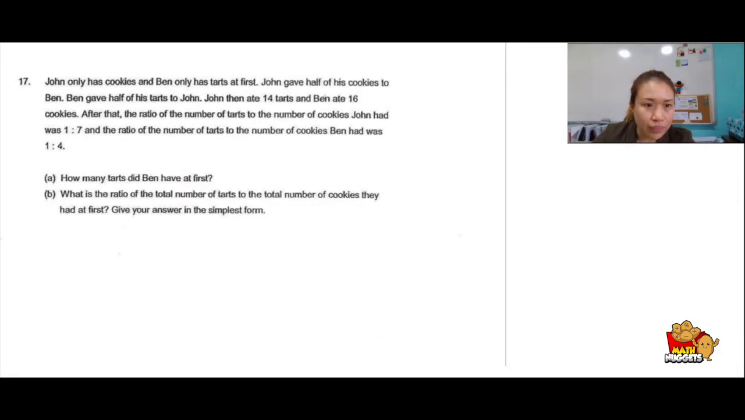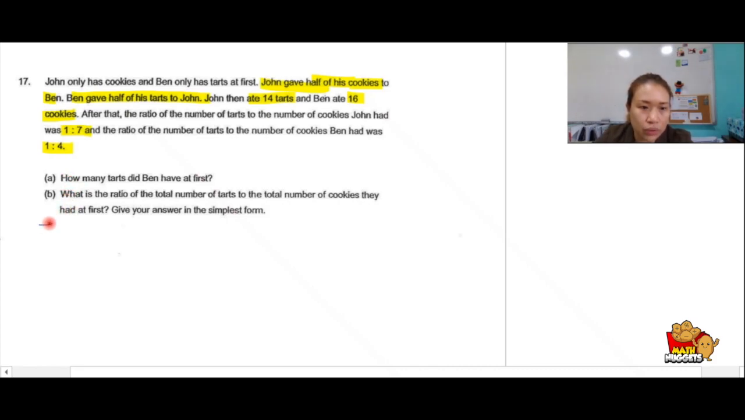Question 17. This is a units and parts question. So we know that John gave half of his cookies to Ben, and we know that Ben gave half of his tarts to John. John ate 14 tarts, Ben ate 16 cookies. In the end, the ratio was this and this. Okay, I'm going to start listing down the ratios from the end.